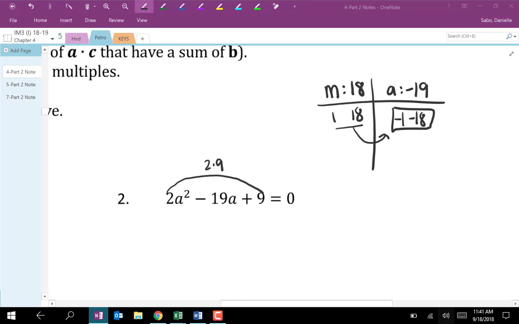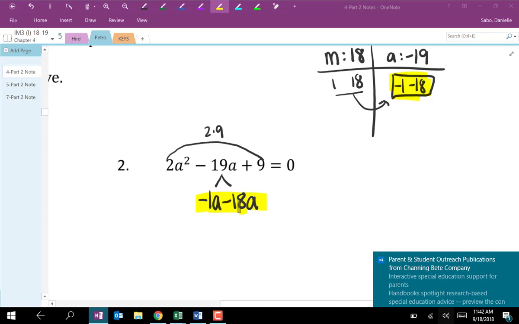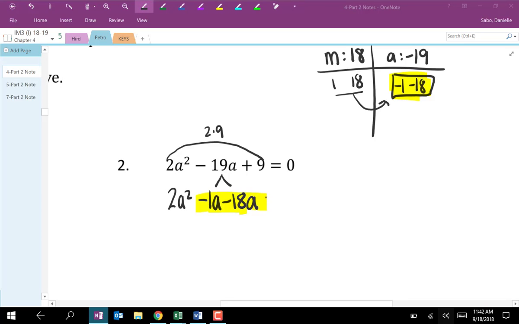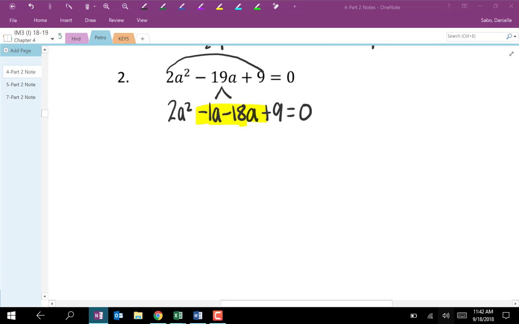Okay. Second step: break down the middle term. So here we go. This middle term is becoming the two things that I just said. So it's becoming negative 1a and negative 18a. If it helps you to remember, take a highlighter and make a note for yourself that that's where it's coming from. Okay, now bring everything else down. So I'm going to bring down the 2a squared, and bring down the positive 9, bring down the equal sign, bring down the 0. What should I do next? Thinking.